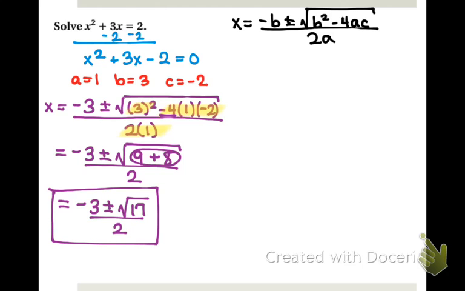And that's all there is to the quadratic formula. And it works every single time, no matter what kind of quadratic it is. It can always be solved using the quadratic formula.